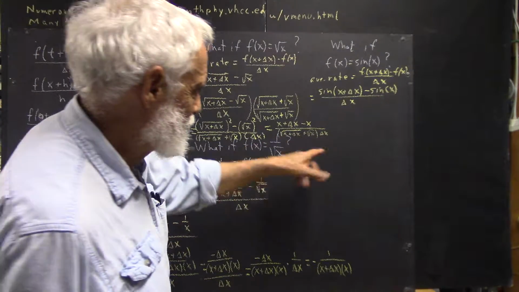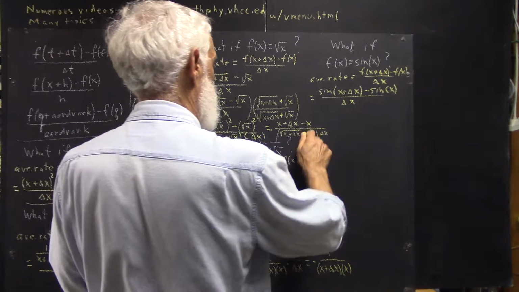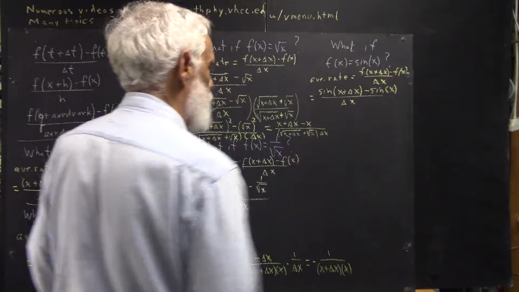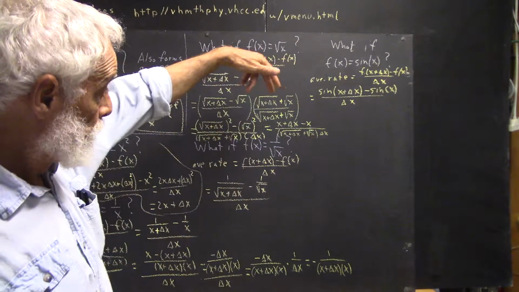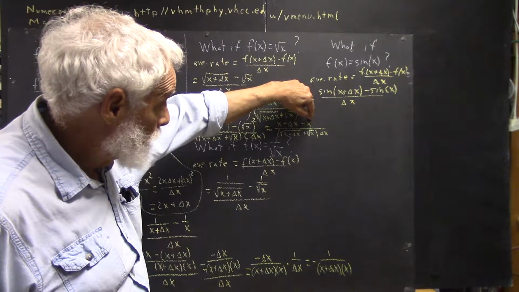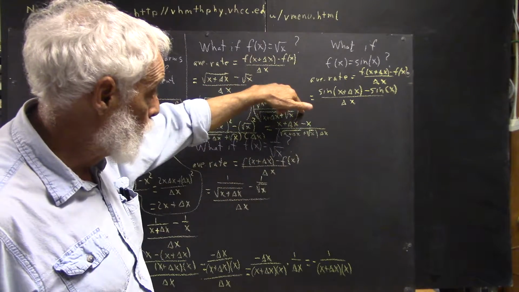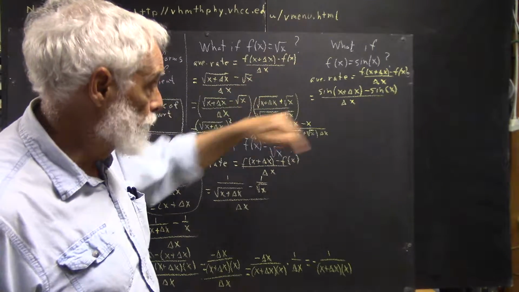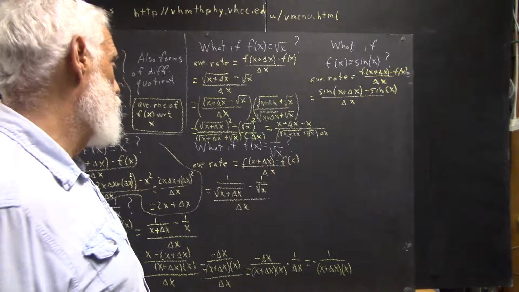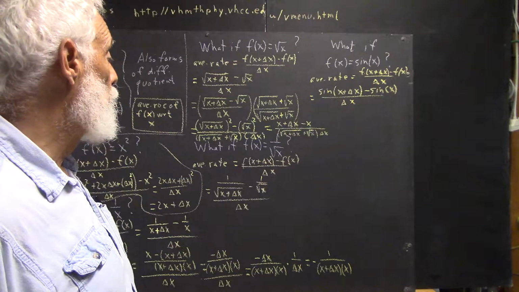And that might be hard to read. I had to write it pretty small. I didn't give myself enough board space. Okay, well, the x subtracts off here. You have a delta x that gets divided by this delta x, and now you just have 1 over this square root plus this square root. We'll talk about what to do with that.